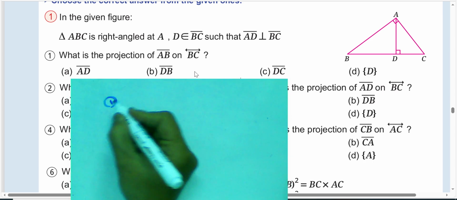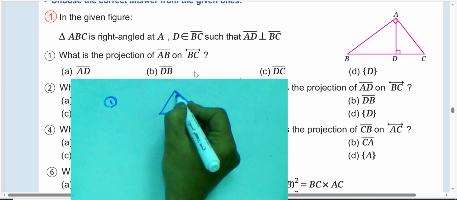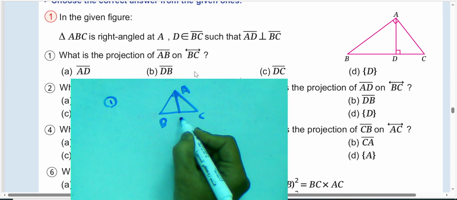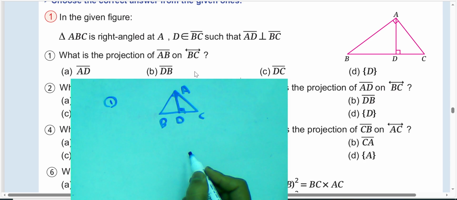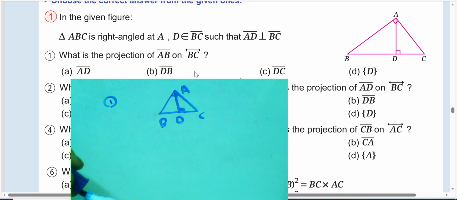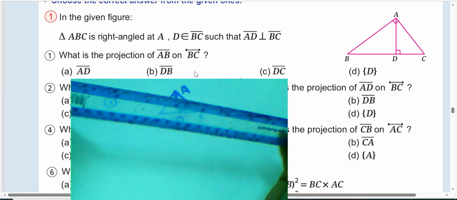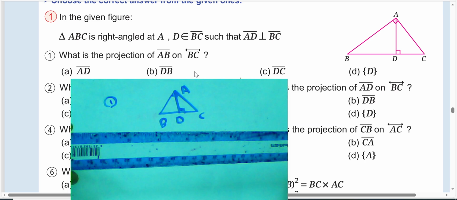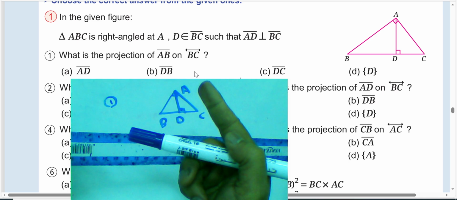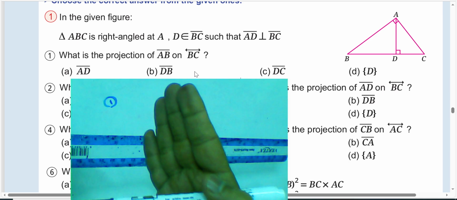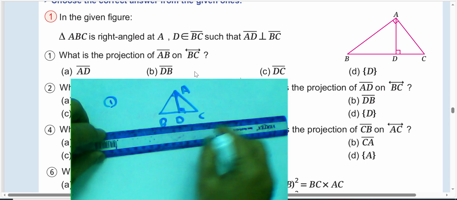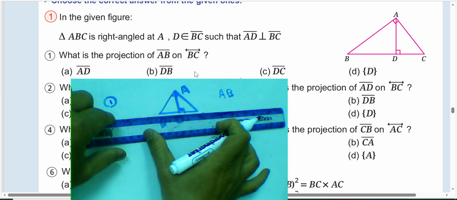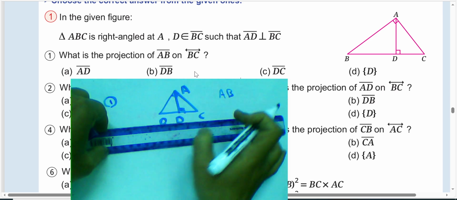Okay, first question, number 1. I will draw a right angle triangle here, ABC, and here D. This is perpendicular. We want to find the projection of AB on BC. To find this, you must put the ruler on the straight line BC. Put the ruler here at BC and ask yourself, I want to find the projection of AB on what? On BC. What is the projection of A?